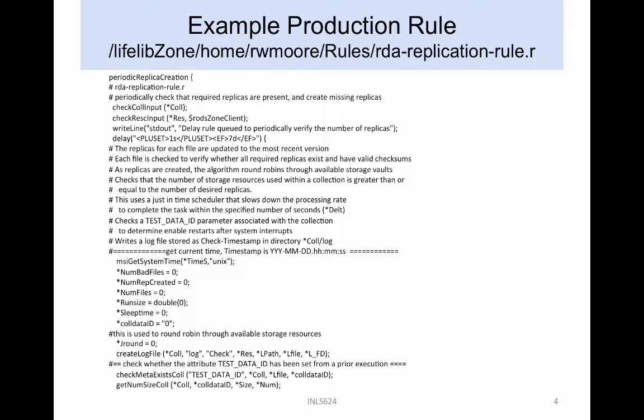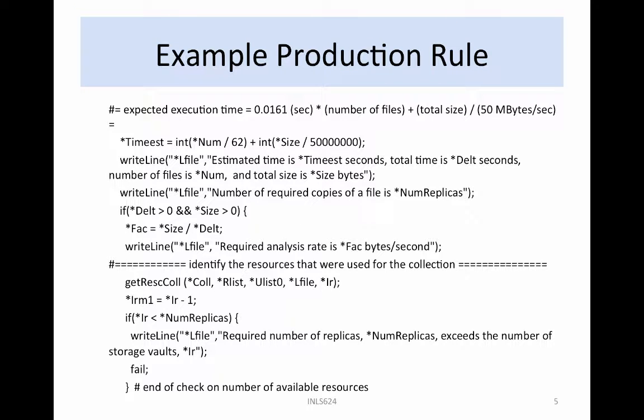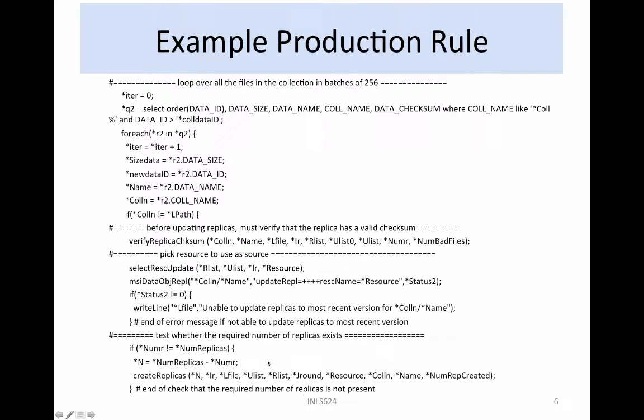It gets the number and size of the collection, calculates the expected execution time, assuming a 50 megabyte per second access rate to disk, writes out these parameters. Then it verifies that there are files to be done and there's a time limit in the future for which the processing must be completed, calculates the expected execution rate, identifies the resources that were used by the collection, verifies that the required number of replicas is less than or equal to the number of available resources. A query is made to retrieve the file names, file size, collection name, data checksum, data ID. This is an ordered list.